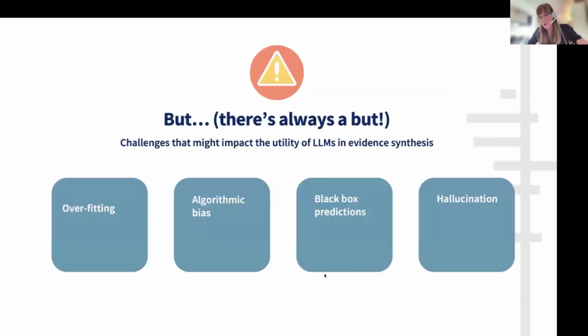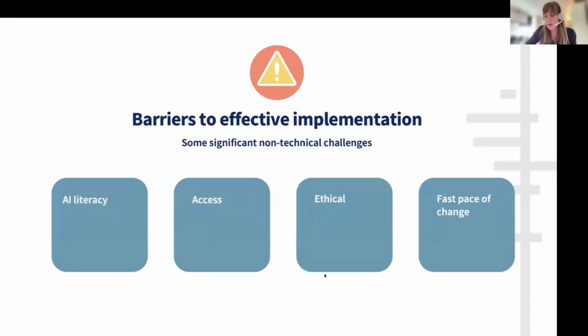As with all new technology adoption, there are always challenges, and large language models present some interesting ones, such as model overfitting, algorithmic bias, black box predictions, and hallucination. But in addition to these technical challenges, we also have a number of barriers to effective implementation, including, but not limited to, AI literacy, access, ethical issues such as environmental impact, and the fast pace of development.